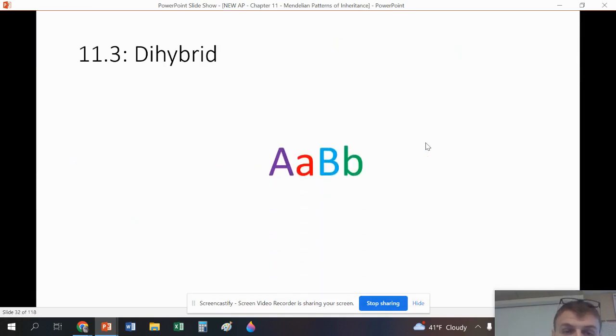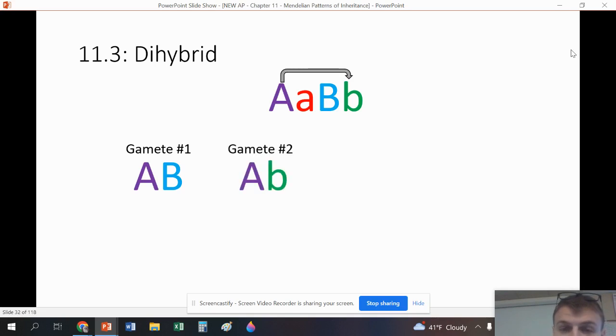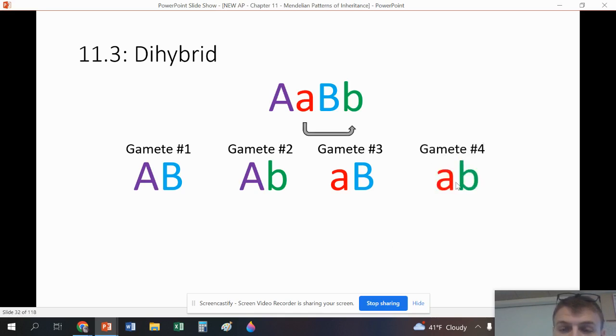Crossing over or independent assortment can be the reason why we have to show both of these. So if we look here, we have to independently assort each one of these, or we have to separate each one of these alleles because this is a genotype or two genotypes, and we have to only allow one of each of these alleles to be passed on from parent to offspring. So our first gamete is big A, big B. Our second gamete is big A, little b. Our third gamete is little a, big B. And our fourth gamete is little a, little b. So these four gametes, or our four combinations here, are possible just from this one parent.